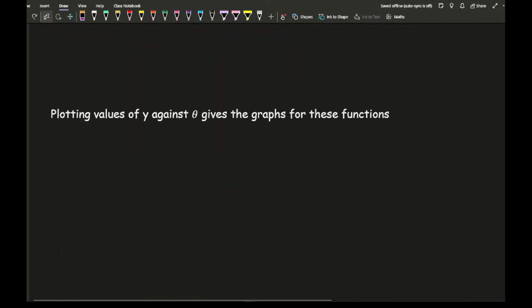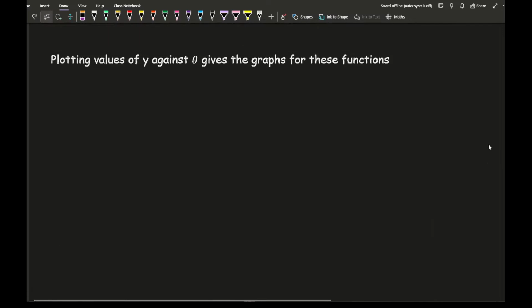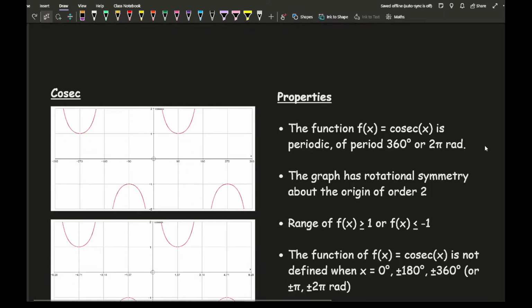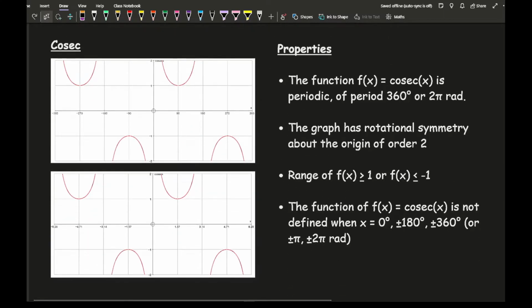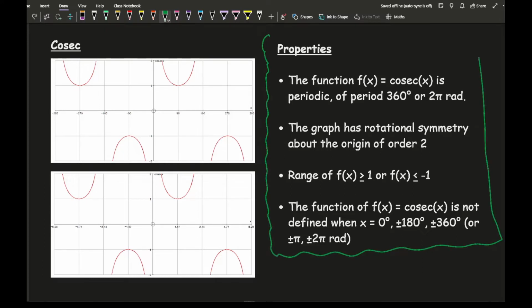Now plotting y against theta gives the graphs of these functions, and these are something that you are going to need to know and be able to recognize. If you've got a graphic calculator, then that's going to be absolutely no problem. Sketching the graphs isn't going to be an issue, but there is an expectation on the syllabus that you do recognize these graphs. Along with the graphs, you also need to appreciate the properties of these graphs as well, which, if you remember the graph, learning these properties should be really part and parcel, so it's something that you don't have to revise like a spelling test.